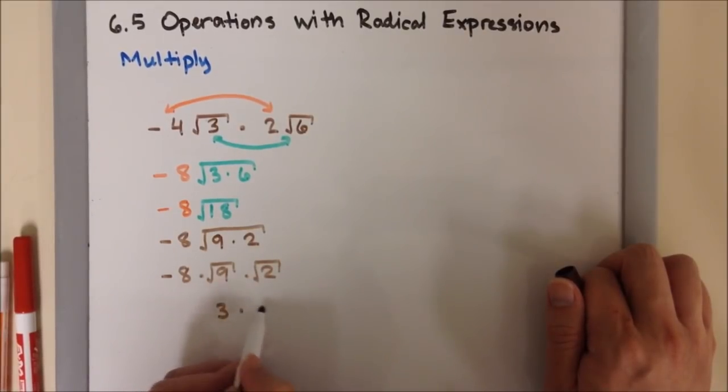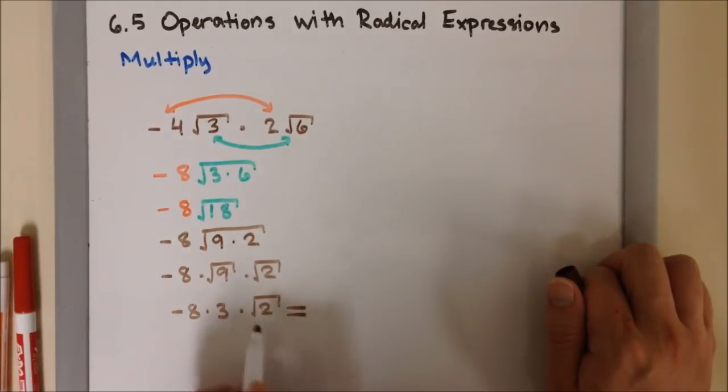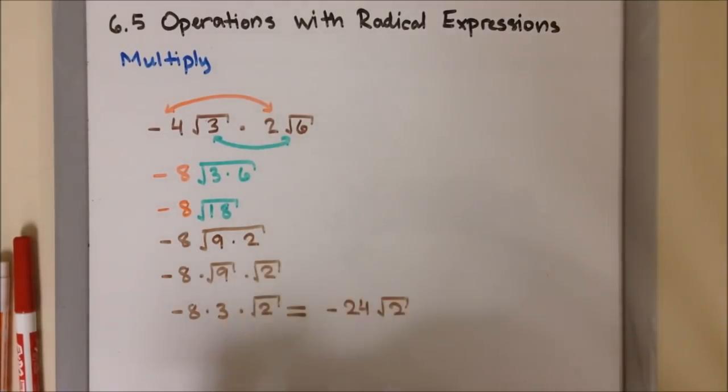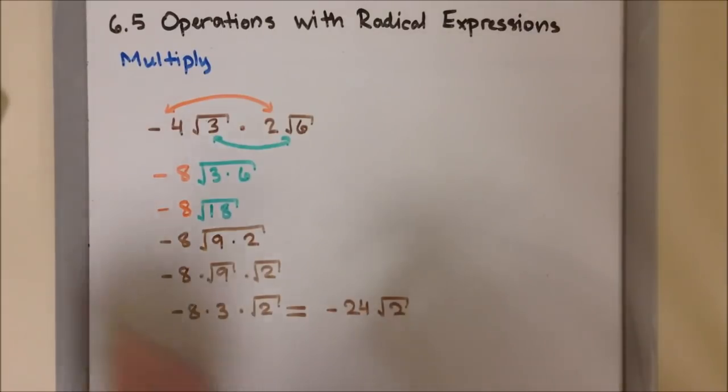And the only thing I can do right now is simplify the square root of 9, which is 3. Bring down my square root of 2. Bring down my negative 8. And again, my negative 8 is going to multiply with the 3. So negative 8 times 3 will be negative 24 square root of 2. So that would be my final answer.